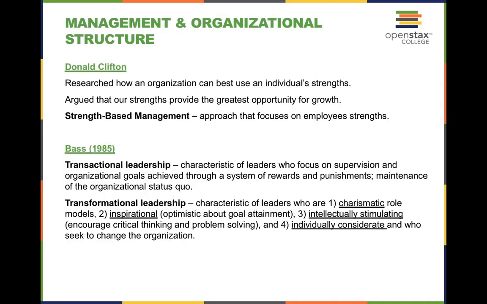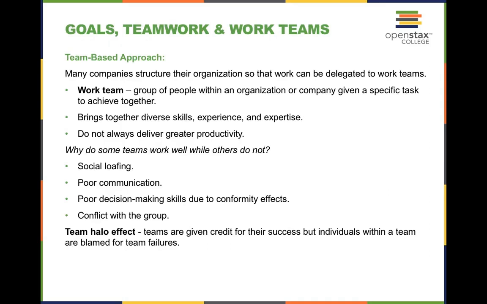Next, under the same category of management and organizational structure, Donald Clifton researched how an organization can best use an individual's strengths. We call this strength based management, the approach that focuses on employees' strengths. Now, Bass in 1985 created two schools of thought known as transactional leadership and transformational leadership. Transactional leadership is characterized by a focus on supervision and organizational goals achieved through a system of rewards and punishment, and maintenance of the organizational status quo. Whereas transformational leadership is the characteristic of leaders who are, firstly, charismatic role models, two, inspirational, three, intellectually stimulating, and four, individually considerate, and who seek to change the organization.